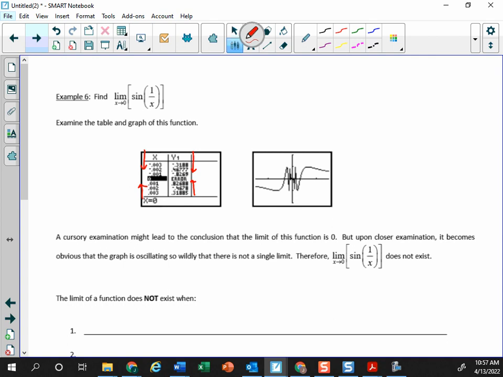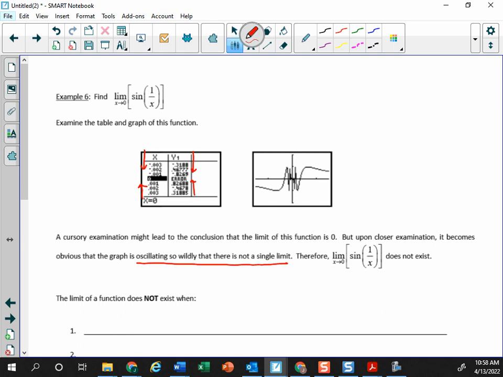Not really, right? You'd look at that graph and go, I don't know, it's probably 0. It's actually not. It's going positive to negative. It's doing weird things. This is called an oscillation. It's a graph that oscillates back and forth and isn't settling in on a value for you to find the limit. It's oscillating so wildly that there's not a single limit. So when you have a wild oscillation, the limit does not exist.